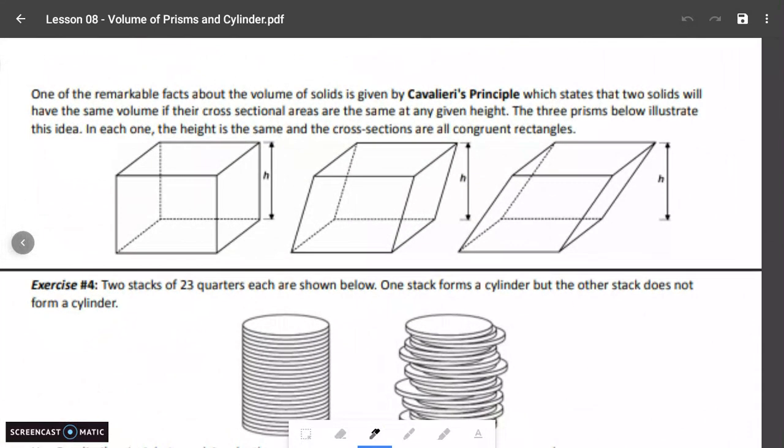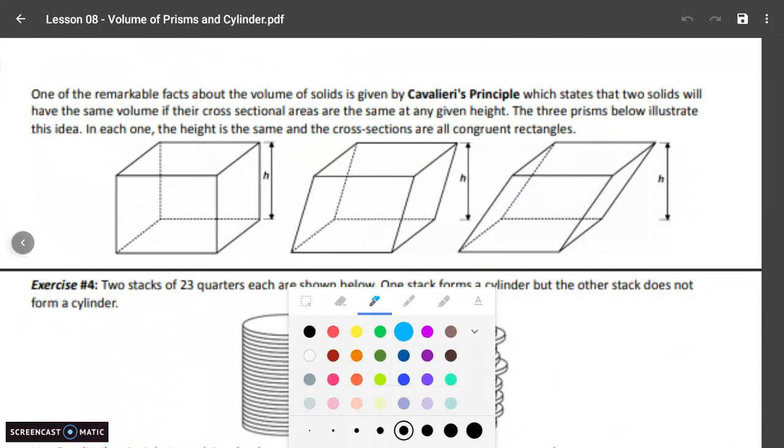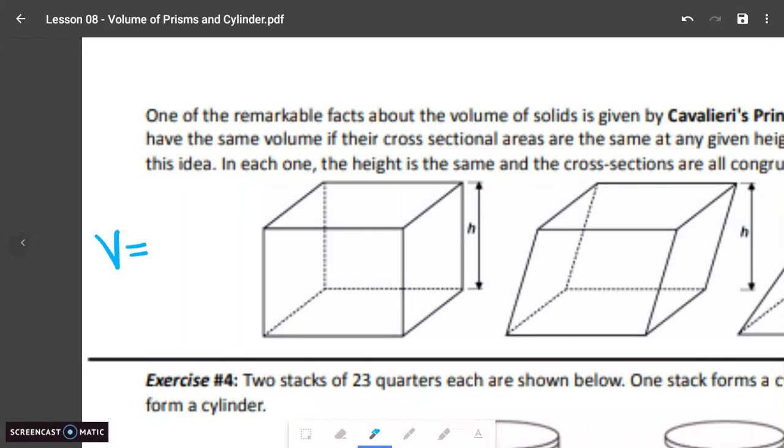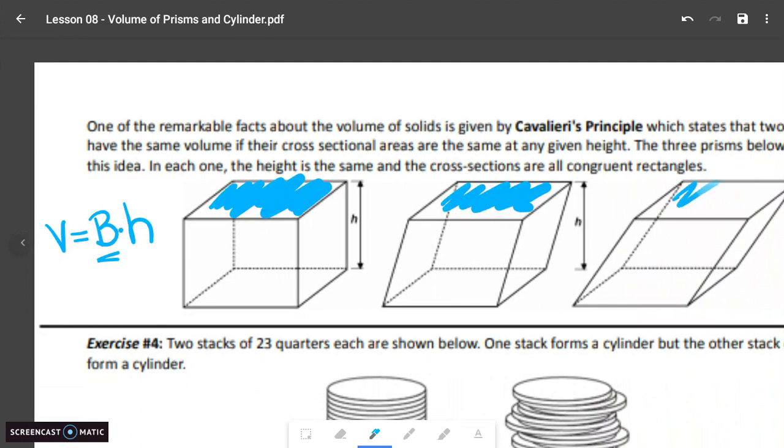Now, one of the remarkable facts about the volume of a solid is given by Cavalieri's principle. It states that two solids have the same volume if their cross-sectional areas are the same at any given height. Basically, if you think about the volume formula, so far with these, we have capital B times H. Capital B is the area of a shape. So if you have the same area and the same height, it's always going to have the same volume.